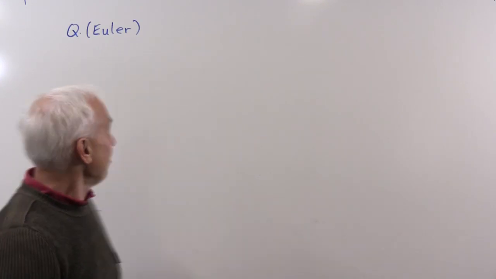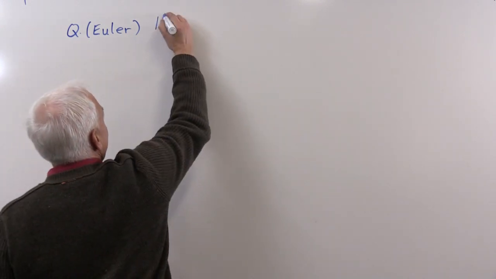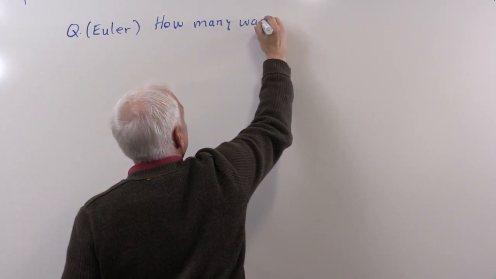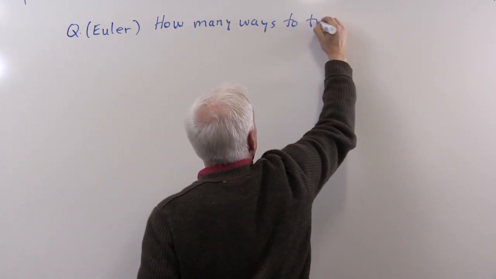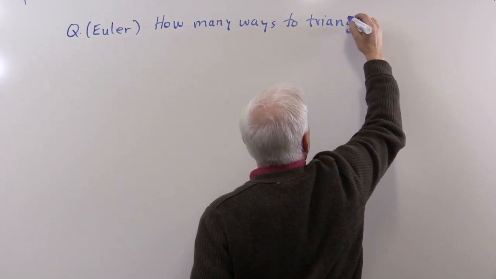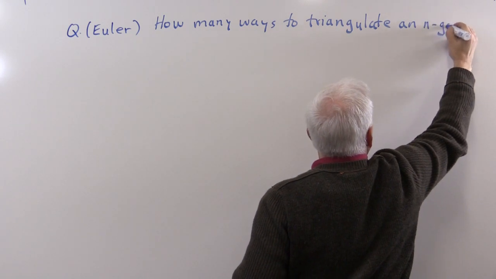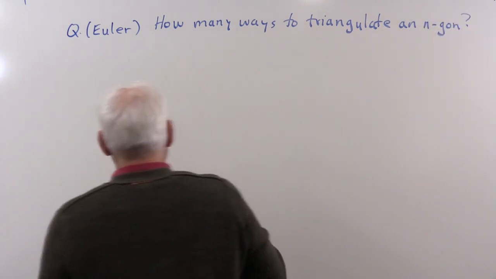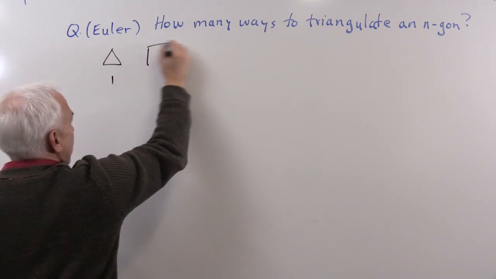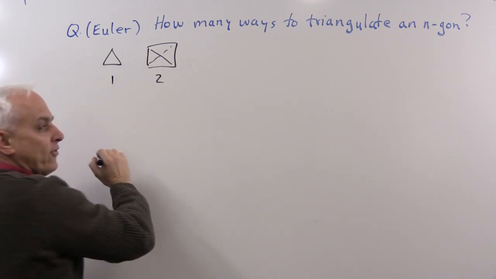Another famous counting problem was asked by Euler. He asked, how many ways are there to triangulate an n-gon? So for example, if we have a triangle, well, there's only one way. If we have a square, well, there's either this way or this way, so there's two ways.